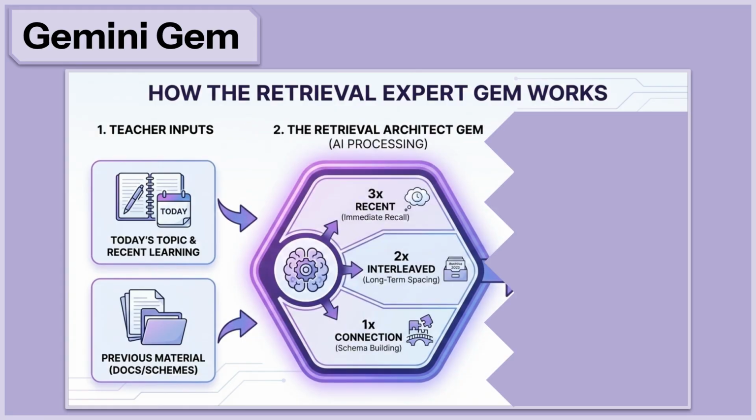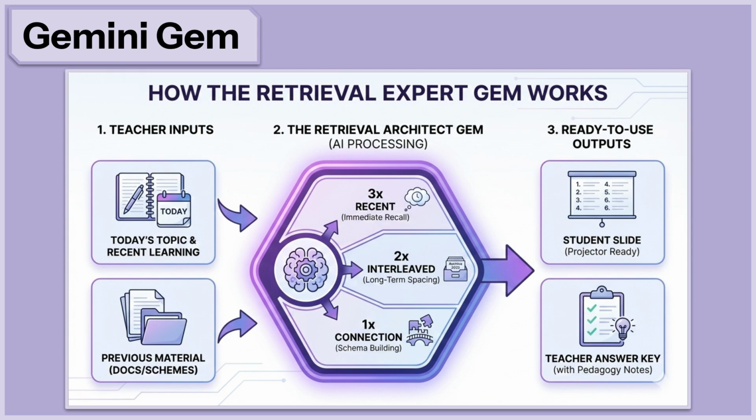Once the gem has your input, the magic happens inside the Retrieval Architect gem itself. This is where our custom logic loop comes into play. It processes your material through a 3-2-1 retrieval method. It identifies the 3 recent questions for immediate recall, finds the 2 interleaved questions from older content to strengthen long-term memory, and then the most powerful part, crafts that one connection question to build a deep understanding or schema for your students.